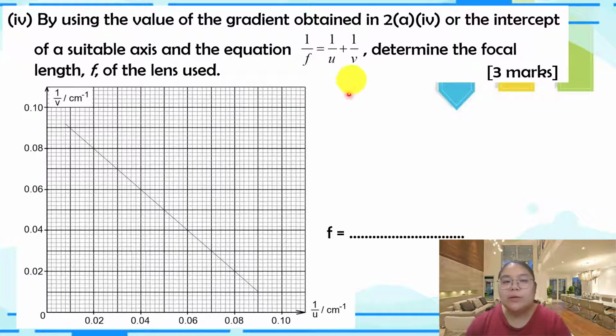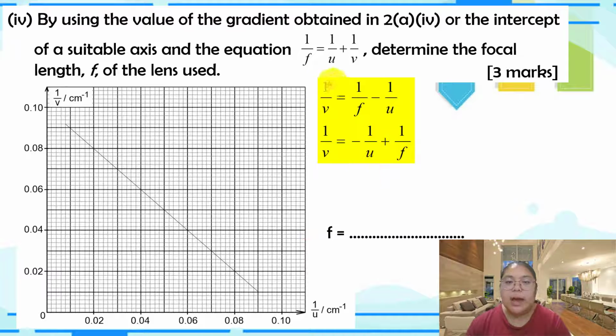Okay, so from here, we must refer to this formula. Then you need to find out f by using the gradient just now and also the graph. Okay, now we convert this formula first. I need to make 1 over v go to the other side. So I move 1 over u to the left hand side. When I move 1 over u to the left hand side, it becomes negative. So this is a new formula.